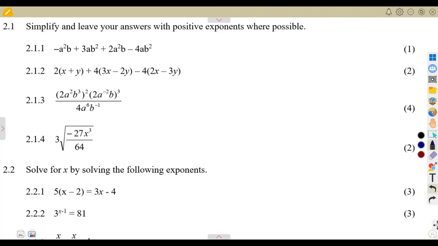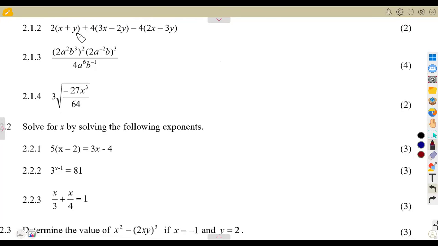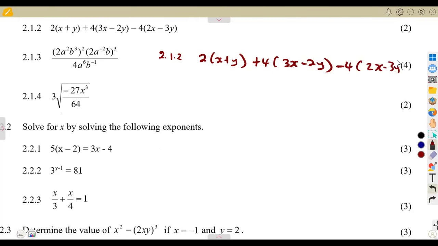Okay, let's consider the second part of our question, which is 2.12. Simplify again. This time you have to consider that you've got brackets there. So it's 2 into x plus y plus 4 into 3x minus 2y, minus 4 into 2x minus 3y. So what is it that I'm supposed to simplify? I have to ask myself, what is it?